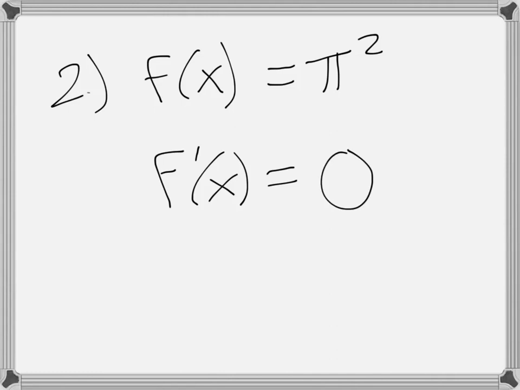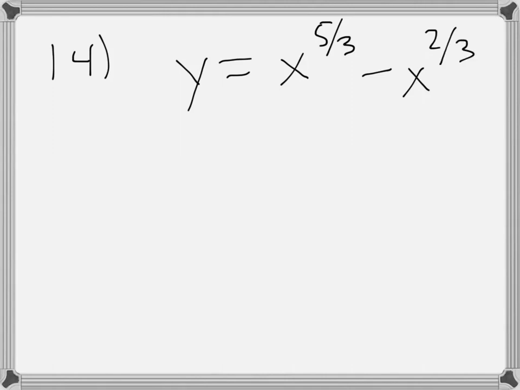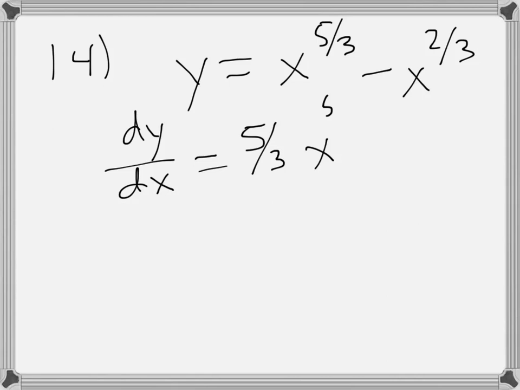The next example is 14. So this is y equals x to the 5/3 minus x to the 2/3. And because they have y notation, I'm going to write dy dx, not f prime. And now I'm going to use the power rule. So this is 5/3 times x to the 5/3 minus 1, which I'll simplify in a minute. And then I subtract 2/3 times x to the 2/3 minus 1. I'm able to do those derivatives separately because of the sum and difference rule.